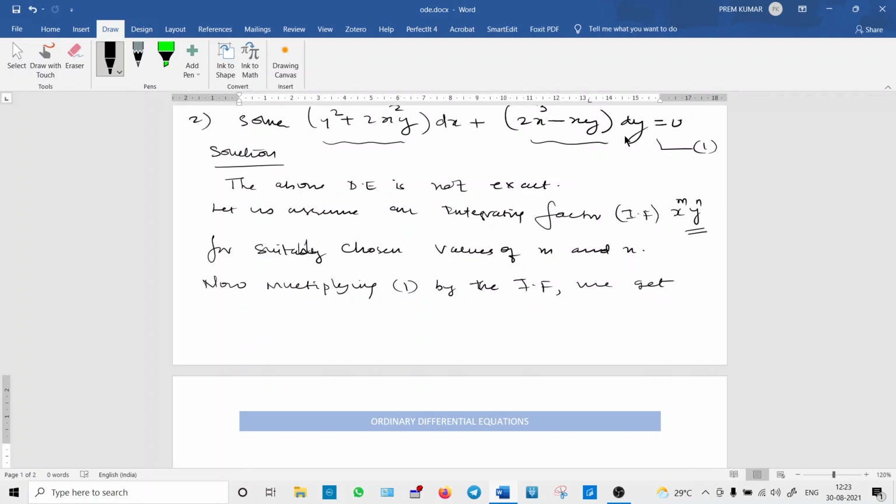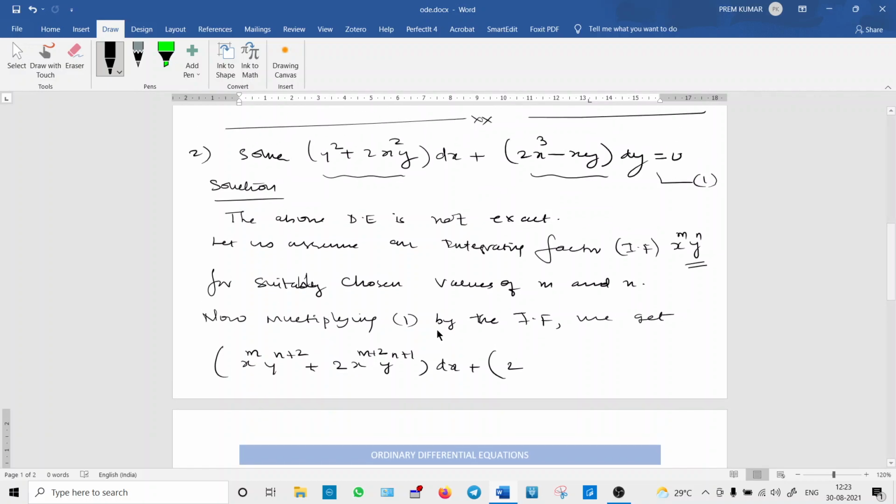If you multiply throughout by x power of m into y power of n, what will happen? The first term, x power of m as it is, y power of n into y square, so y power n plus 2. The second term looks like 2 into x power of m plus 2 into y power of n plus 1. That is the meaning of integrating factor. And this is x cubed, so x power of m plus 3 into y power of n, minus x power of m plus 1 into y power of n plus 1, into dy equals 0.